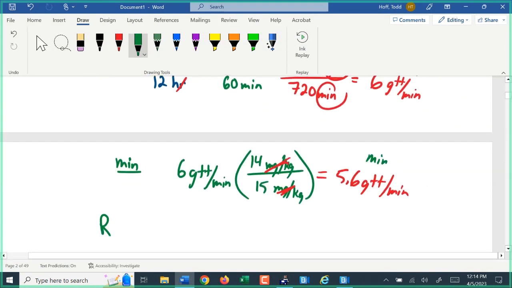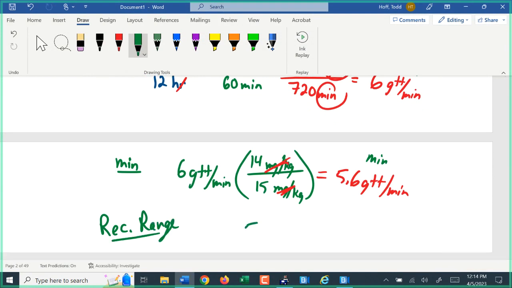So our recommended range is from 5.6 drops per minute to 6 drops per minute.